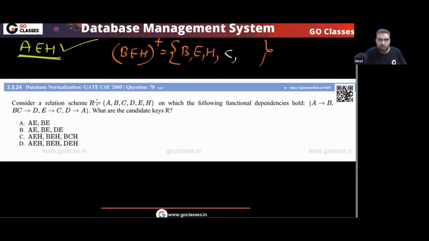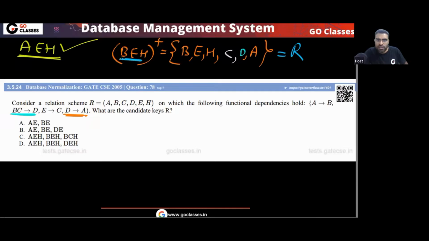Let me know. So you can see BC can bring D. So you got D also. Now D can bring E, D can bring A. Yes or no? So you got everything. You got A, B, C, D, E, H. So you got everything.